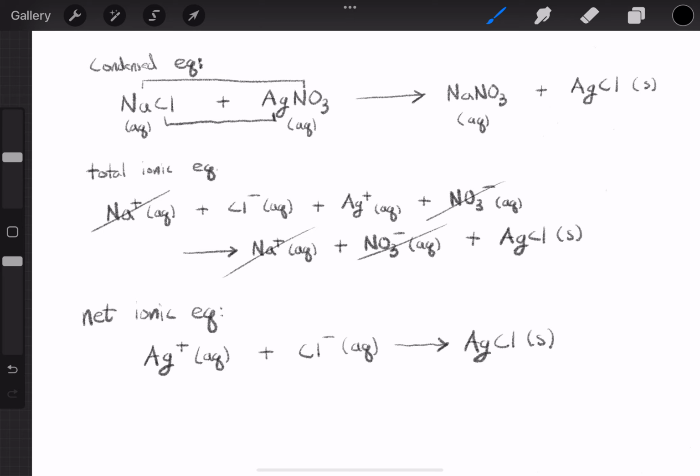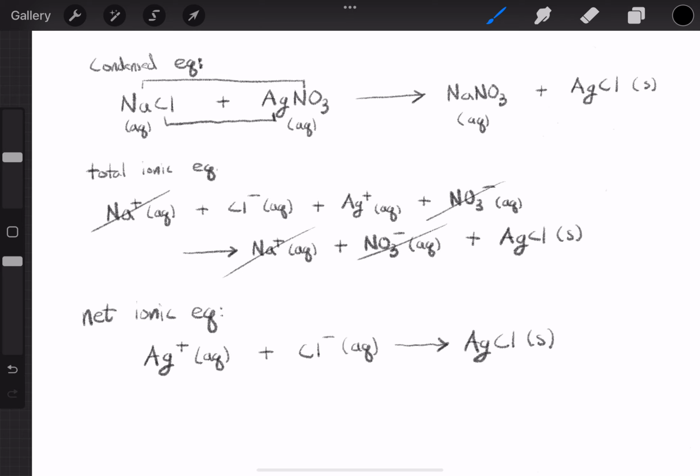Okay, so that's just another example there. So you see here we write out our condensed equation, look at the solubility rules, see which ones are soluble, write the soluble ones as ions, and then scratch out the spectator ions, and then we arrive at our net ionic equation.